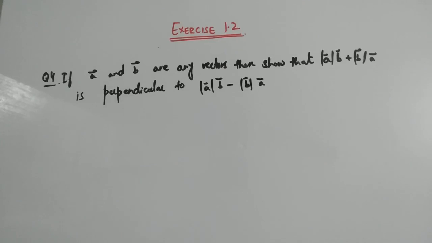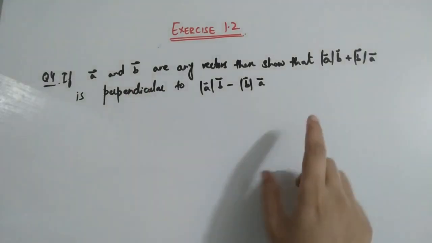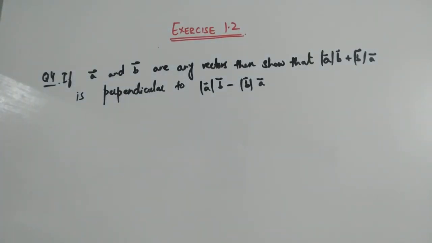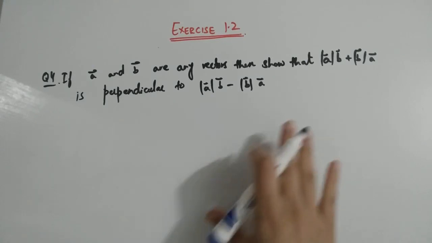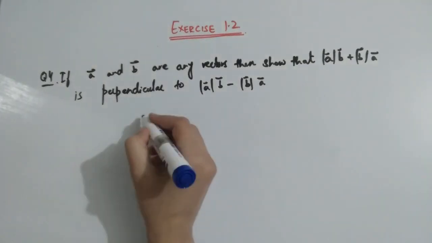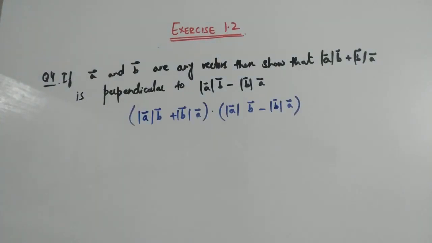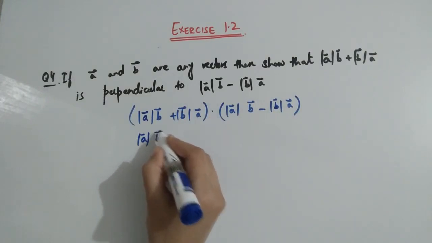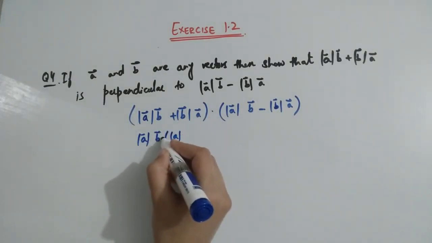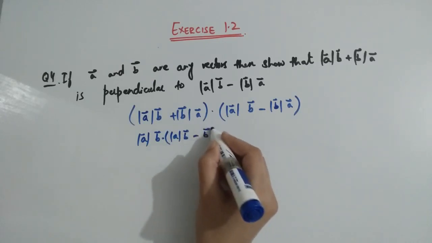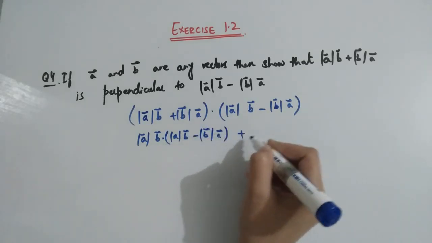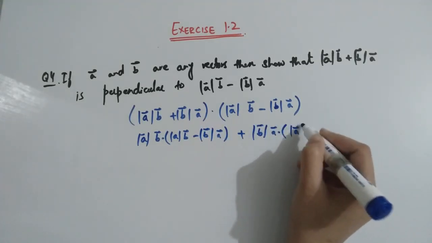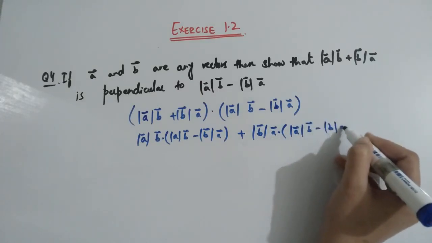In question number 4, you are asked that if a and b are any vectors, then show that this expression is perpendicular to this expression. Now using the fact that two vectors will be perpendicular if the dot product is 0, now finding the dot product, you can write it as (|a| b + |b| a) dot (|a| b minus |b| a).